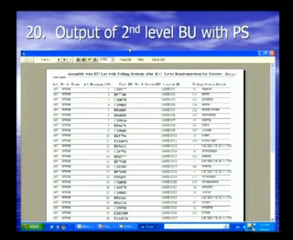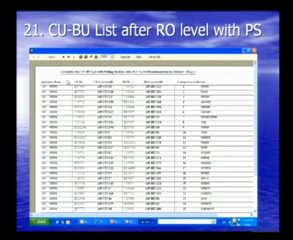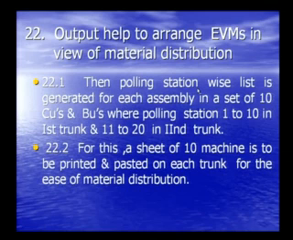Similar exercise is done for BU also. And this is the combined list. See, 149 assembly, these are the CU numbers, their current ID number, this is the BU number, their current ID number. And now they are going to which polling booth, this is what is written here. Output helps to arrange EVMs in view of material distribution.